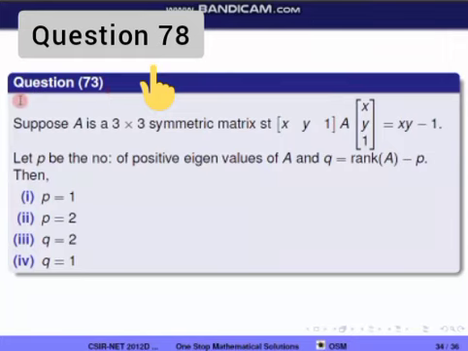Next question, question 73. Suppose A is a 3 cross 3 symmetric matrix such that [x y 1] A [x y 1] transpose is equal to xy minus 1. Let P be the number of positive eigenvalues of A and Q is equal to rank of A minus P, then. So A is a matrix which satisfies this quadratic form, P is the number of positive eigenvalues of A, and Q satisfies this equation. Then we have to find the values of P and Q.